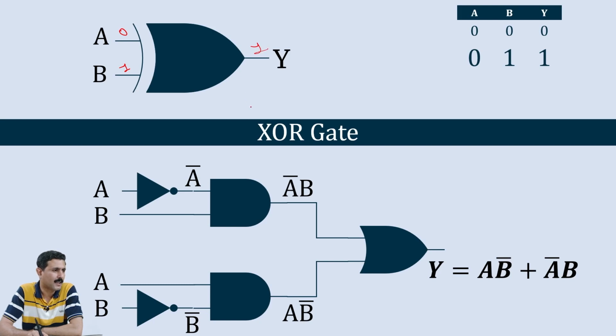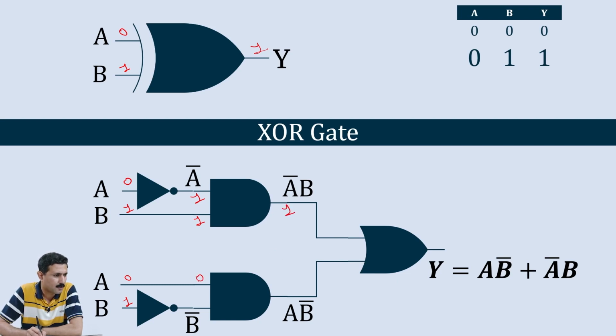So now let's see how it is happening. Our A is 0, B is 1. So here the input to this NOT gate is 0, so the output of this NOT gate will be 1. B is directly 1. So the AND operation of these two, 1 and 1, is 1, because 1 into 1 is 1. So the output is 1.